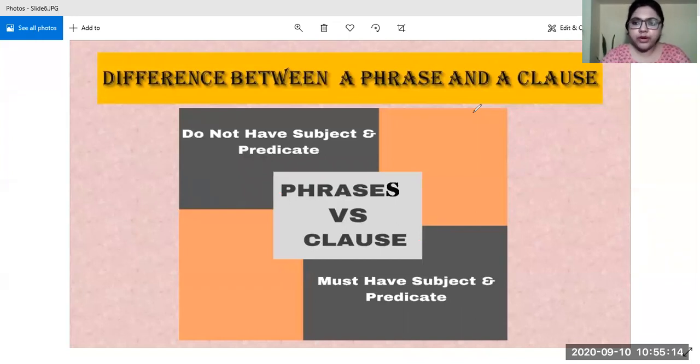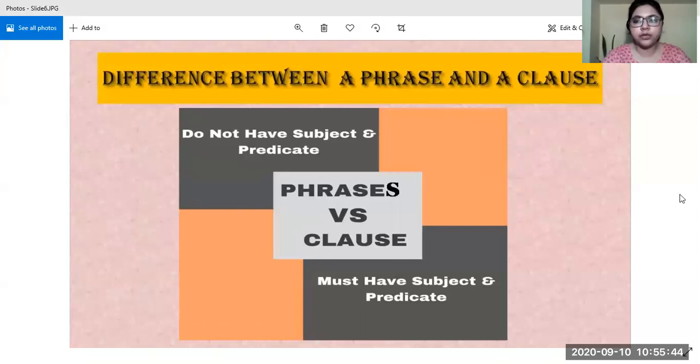The second important point is that phrases can never stand alone. However, clauses may or may not stand alone. They may make complete sense and they may not. While phrases never make complete sense. They always depend on the other part of the sentence, and are always attached to it in order to make complete sense. So this is the difference between a phrase and a clause.